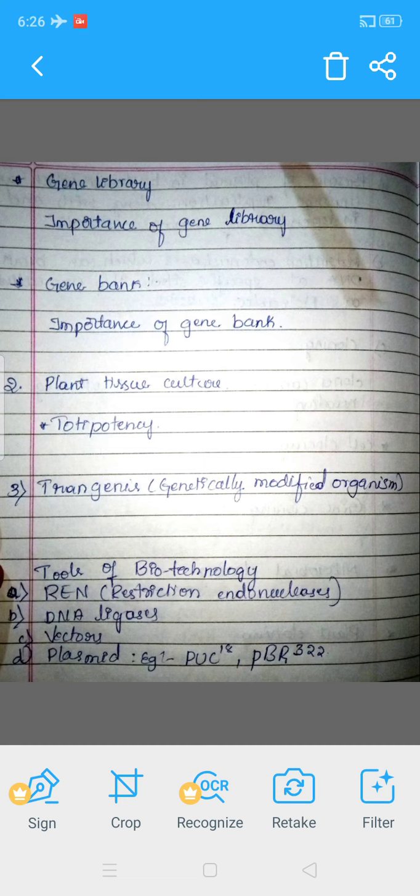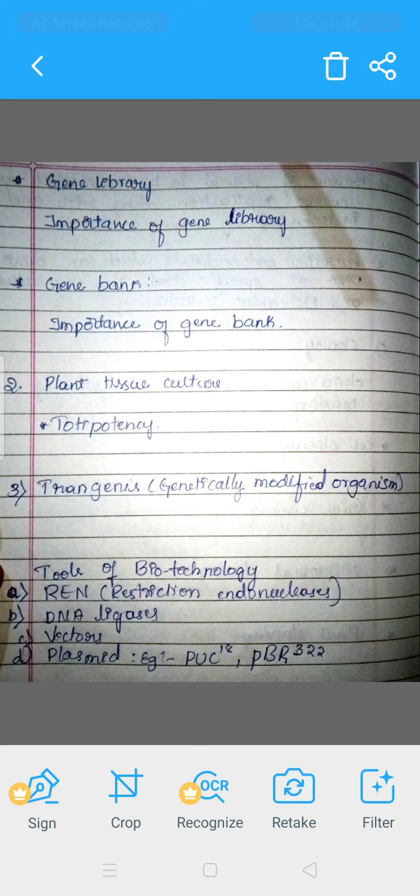And second one, DNA ligases. These enzymes are called molecular stitchers because these enzymes join any two cut ends of DNA. Thus, the gene of interest can be joined with the DNA of the vector with their sticky ends or cohesive ends. There are two types of DNA ligases, namely Escherichia coli DNA ligase and T4 DNA ligase.